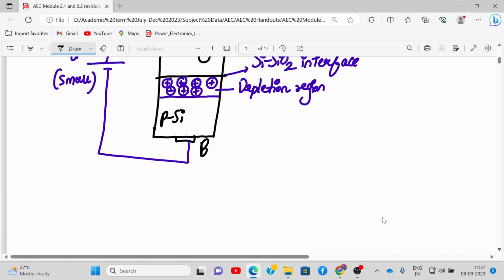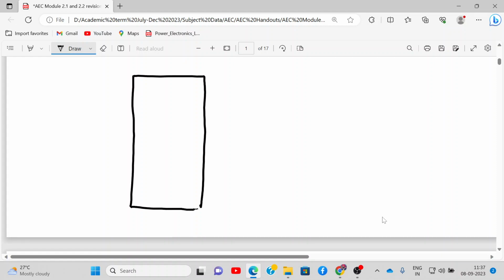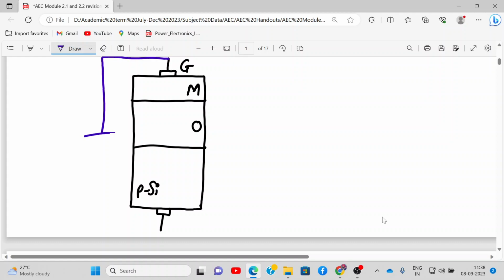Yeah, sir. Okay. Now, for the third case, this is important. So we have metal, we have oxide, and we have p-type silicon. And now we are connecting here gate and body. This is gate, and now we are applying a positive potential but a higher value. So we are applying Vg, large value.